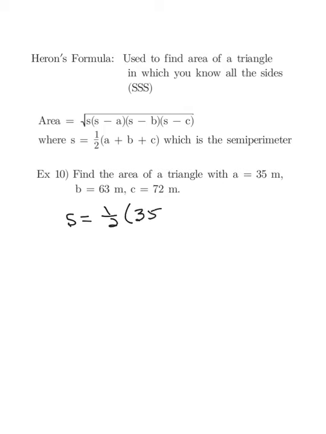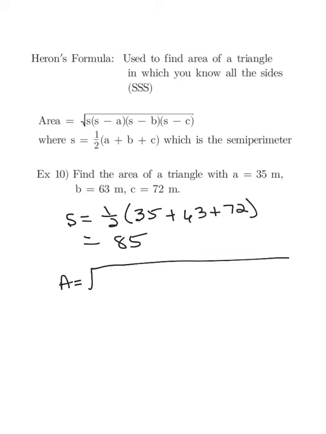So we're going to do 35 plus 63 plus 72. Taking 1/2 of that sum, you should get 85. Make sure that your S is bigger than all 3 of your side lengths. If it is not, then you know you have a mistake and you need to go fix that first. Now we're ready to actually do area.